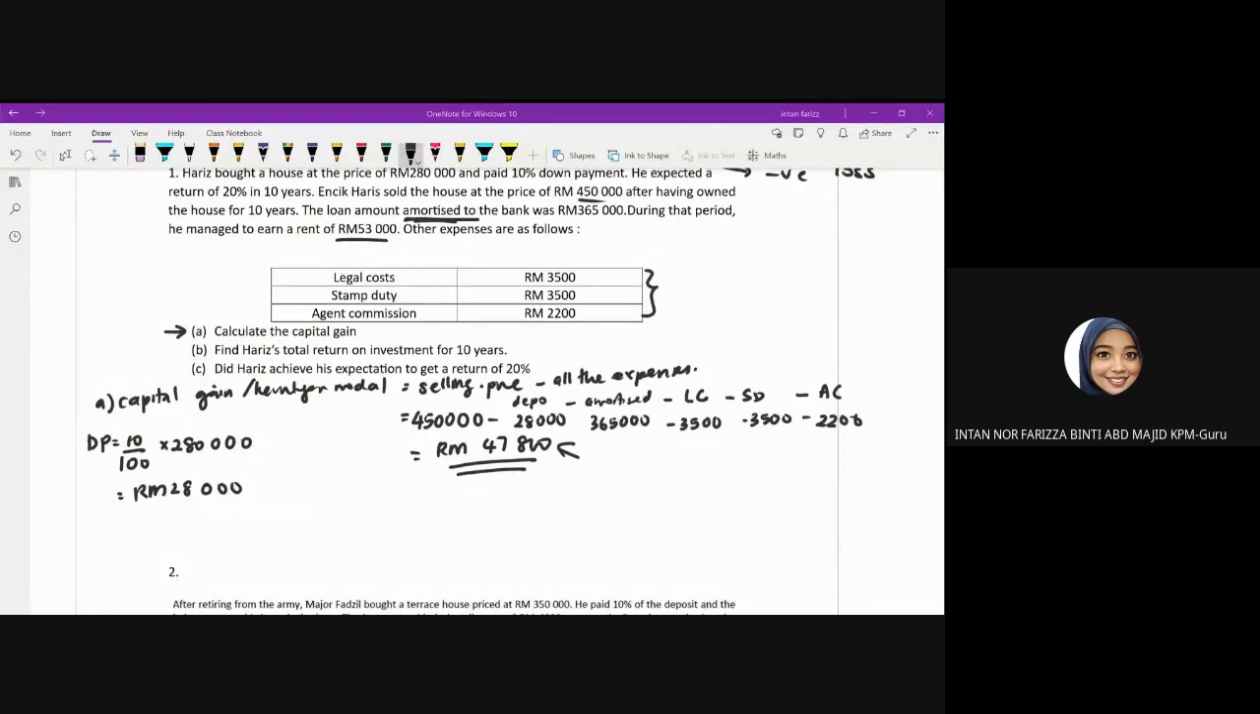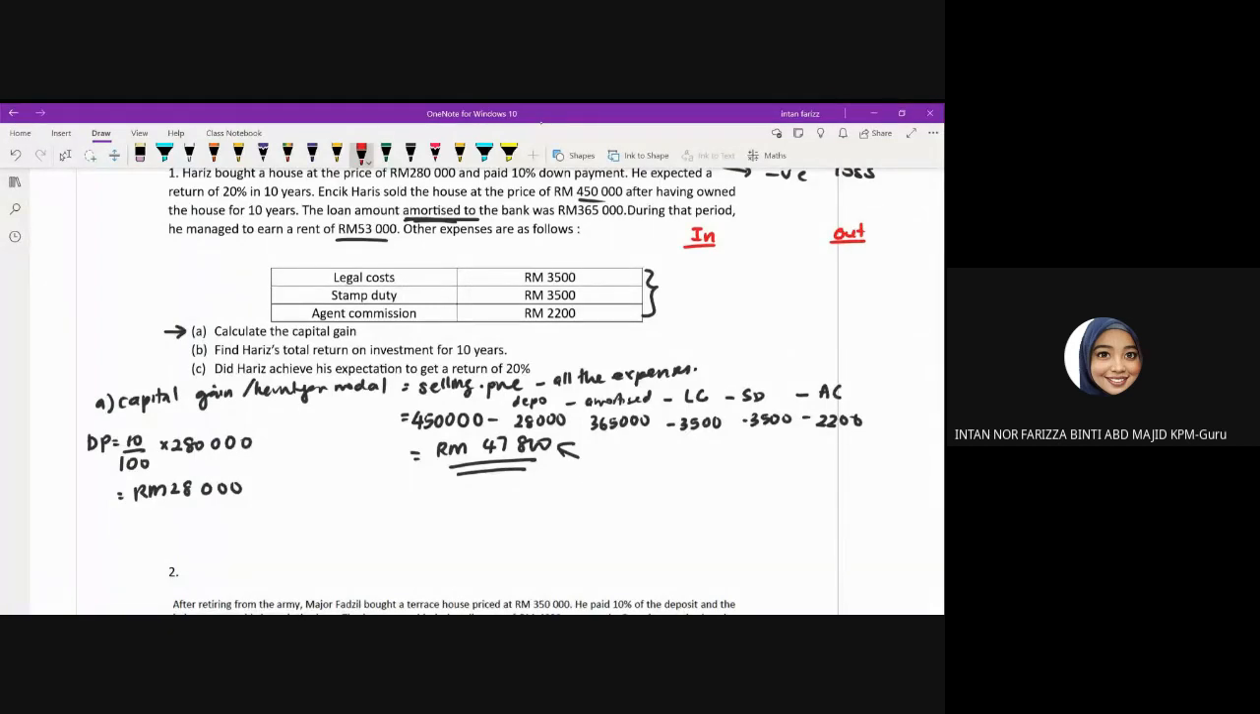Okay, next one. Let's look at B. We have to find what's the total return on investment for 10 years. Okay, now let's look at the question. Okay, remember that whatever that we have there. Okay, now kita nak buat, we're going to divide, okay, into in and out. Okay, this is my method, girls. In is whatever money that he got. Out is whatever money that he spent on. Okay, so in this case, first Haris bought the house at 280,000.